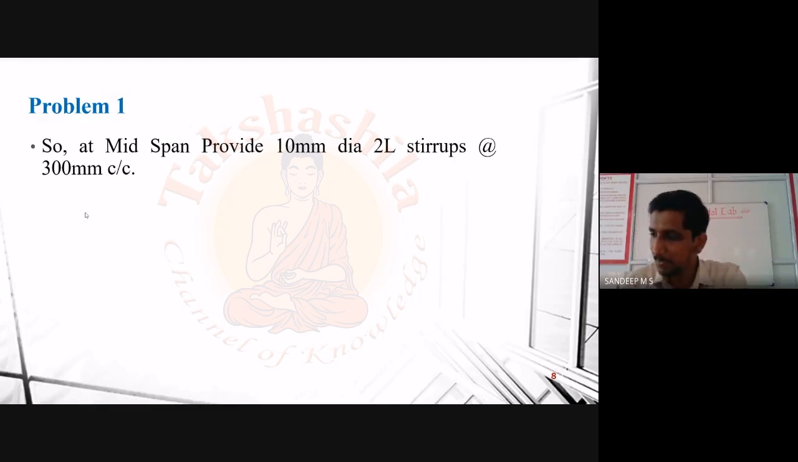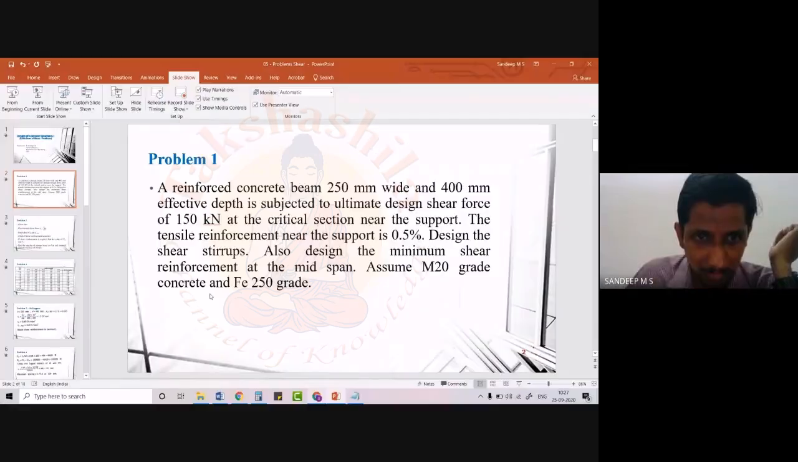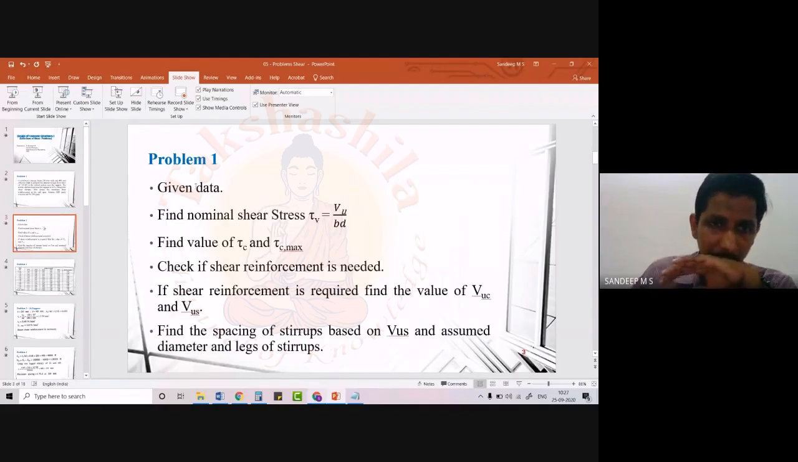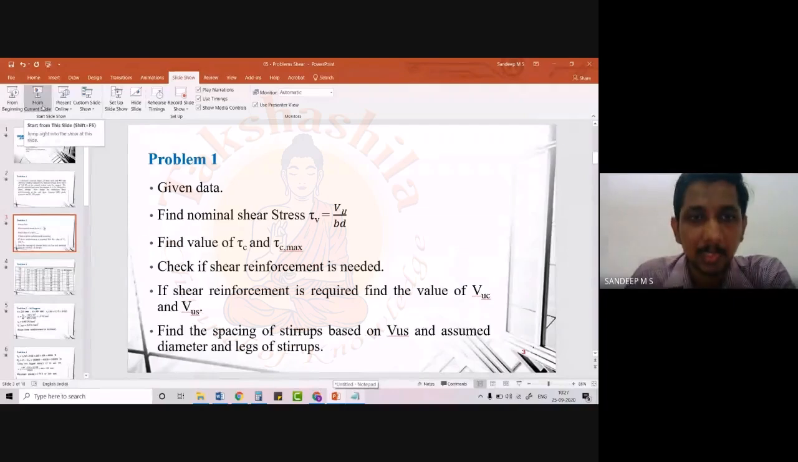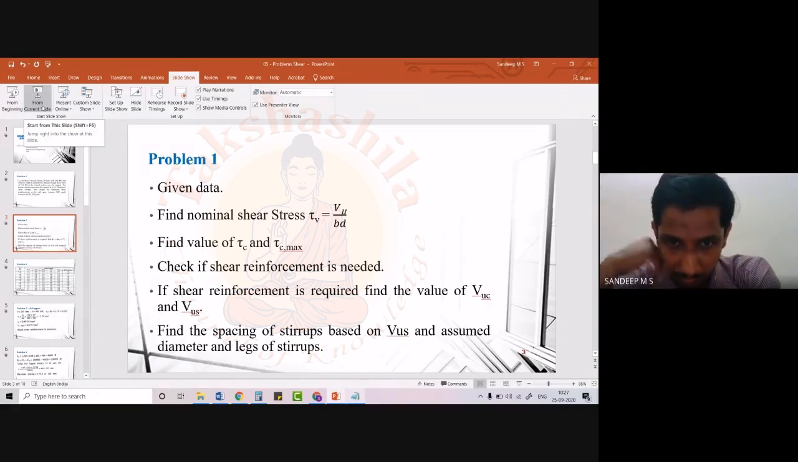So today it's time, so we will do this problem actually in the next class. So please start doing it. So I will just give an overall idea, as we discussed now. So first of all, we have to calculate the nominal shear stress tau v. Then we have to find the value of tau c and tau c max from table 19 and 20 of IS 456. Then we have to check whether shear reinforcement is needed or not.